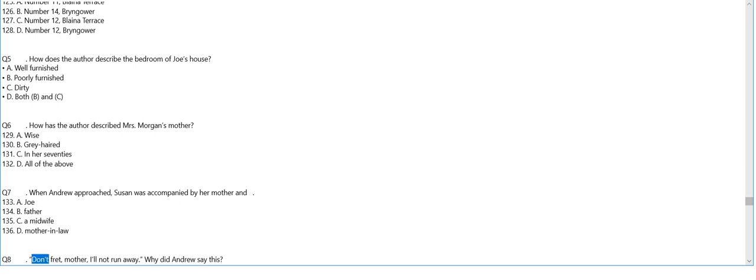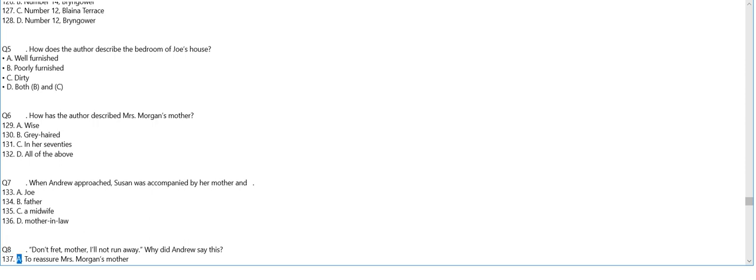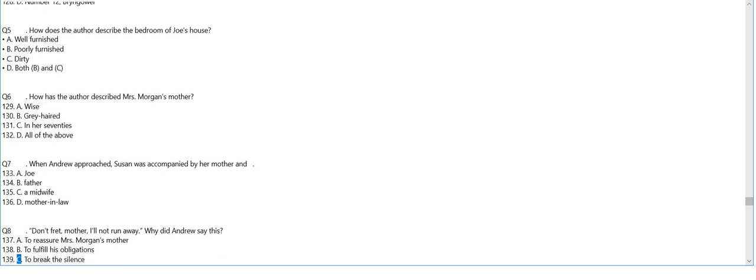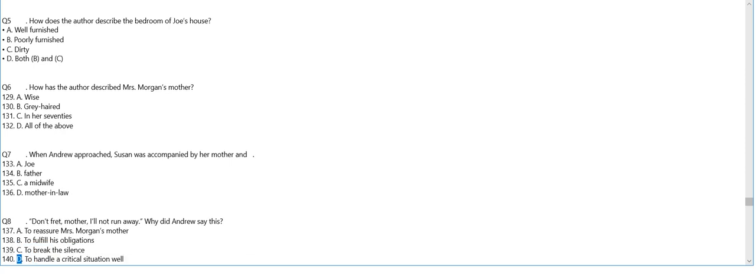Q8. "Don't fret, mother, I'll not run away." Why did Andrew say this? A. To reassure Mrs. Morgan's mother. B. To fulfill his obligations. C. To break the silence. D. To handle a critical situation well.